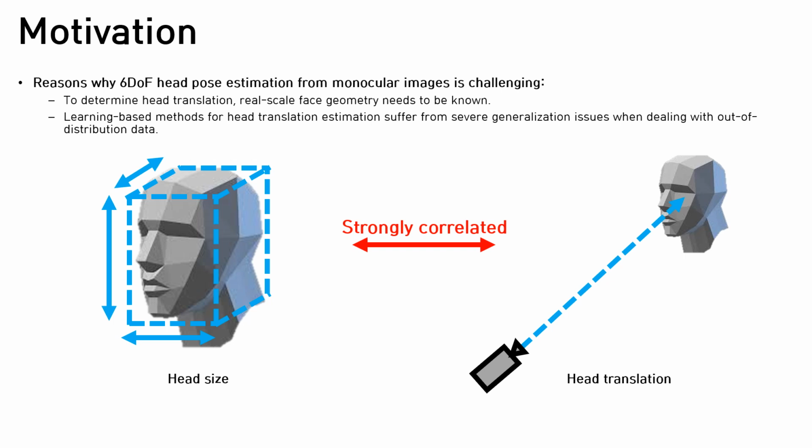2. Learning-based methods for head translation estimation suffer from severe generalization issues with out-of-distribution data. Unlike head rotation, the range of head translation is infinite, and strategies are required to address this. However, existing studies have not resolved these challenges.